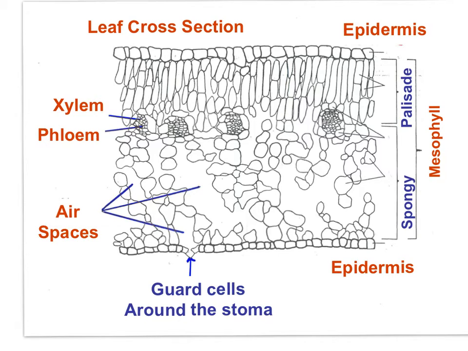Now, here are the questions you should be able to answer. Why is the palisade mesophyll densely packed with cells that have numerous chloroplasts? Why is the spongy mesophyll loosely packed with numerous air spaces? What is the role of the stomata? What materials move into the leaf through the vein and exit the leaf through the vein? What is the role of the epidermis with its waxy cuticle?